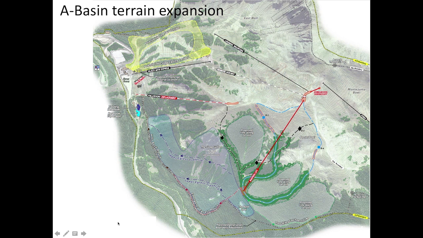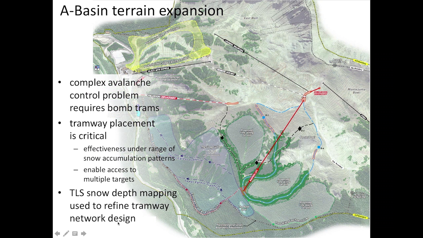I mentioned the terrain expansion that A Basin has ongoing. So most of the ski areas over here, they're expanding into this zone with the steep gullies. The steep gullies are below tree line, very complicated terrain, pretty tough avalancher environment, pretty tough hand charge environment. So the plan is to install a bunch of bomb trams to place explosives.